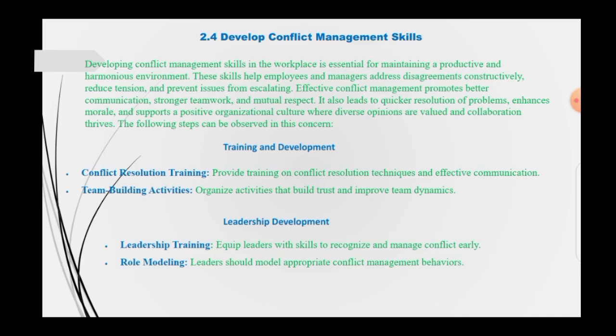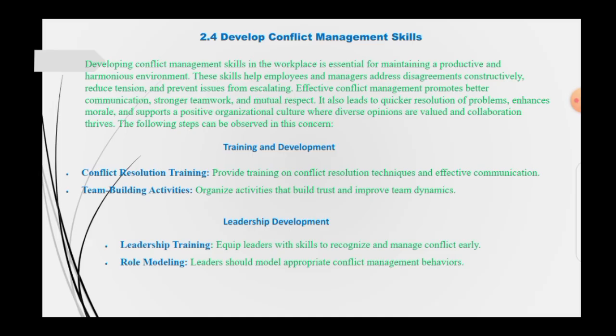Training and development. Conflict resolution training: provide training on conflict resolution techniques and effective communication. Team building activities: organize activities that build trust and improve team dynamics. Leadership development. Leadership training: equip leaders with skills to recognize and manage conflict early. Role modeling: leaders should model appropriate conflict management behaviors.